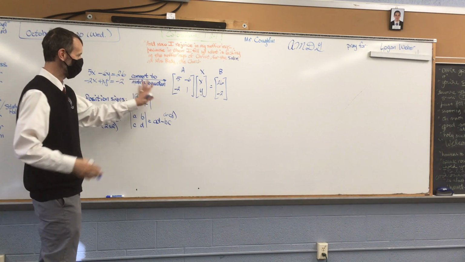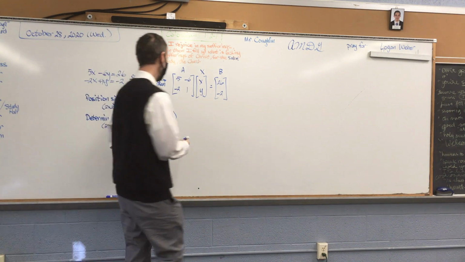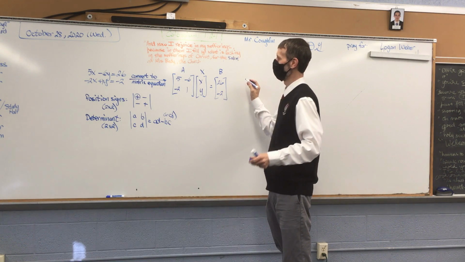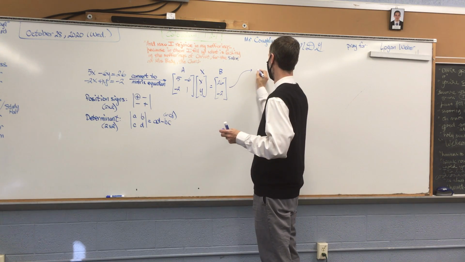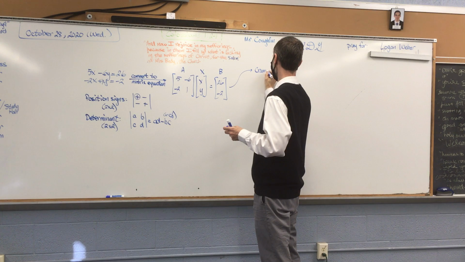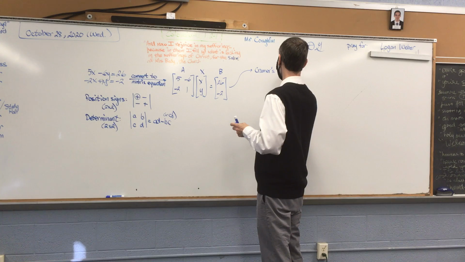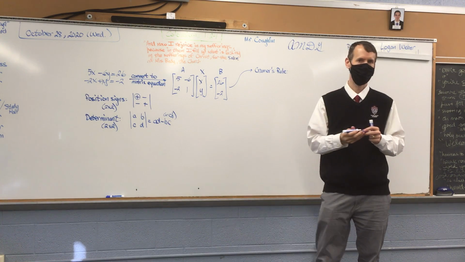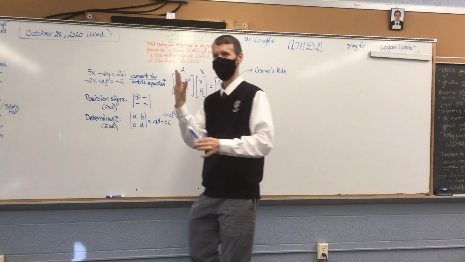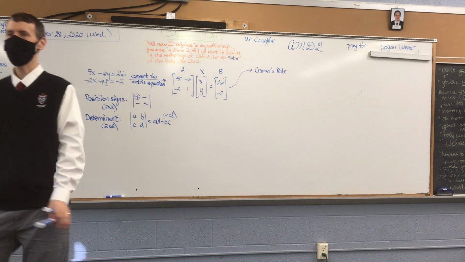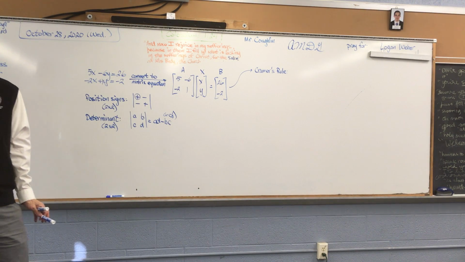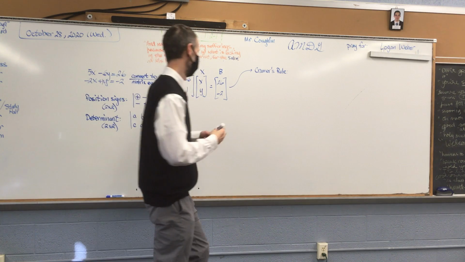Okay? You'll need to know how to do those, but for Cramer's rule, we need to find 3 determinants. Can somebody name the 3 things we have to find the determinant of? There are 3 special matrices. Can somebody name them? Great.